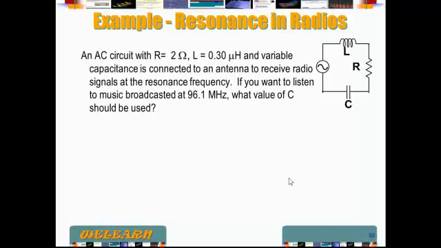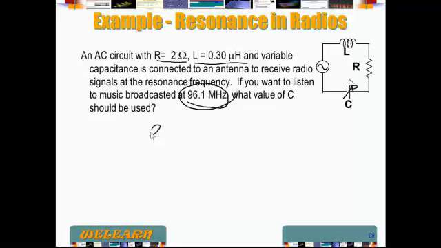Okay, in this case, we are going to calculate something. We are given the circuit. We are told that the resistance is 2 ohms, the inductance is 0.3 microhenries, and we have a variable capacitance. Actually, the symbol for variable capacitance will have an arrow on it to tell us that it changes. And we want to listen to 96.1 megahertz. And we are asked what value of C we need.